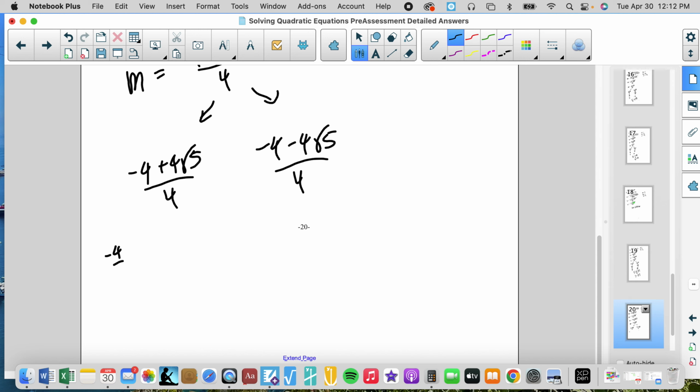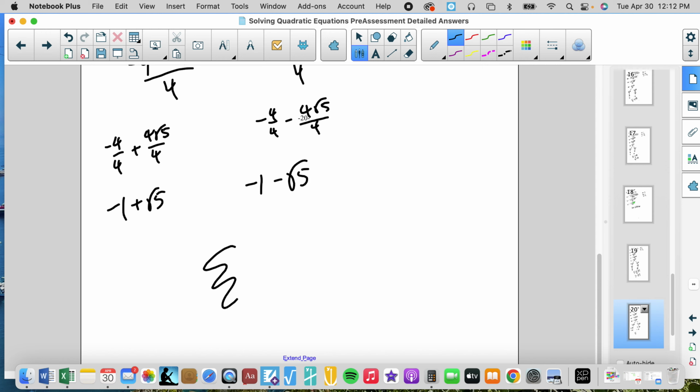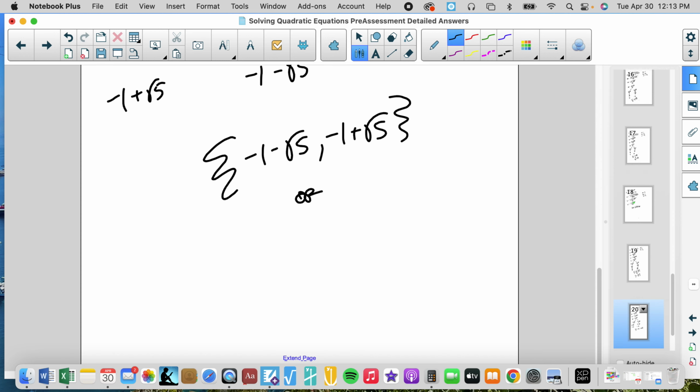You can look at it as negative 4 over 4 plus 4 rad 5 over 4. That becomes negative 1. The 4's cancel. So you get plus rad 5. That's one solution. And then you can make this negative 4 over 4 minus 4 rad 5 over 4. And that makes negative 1 minus rad 5. So those are your two solutions. It's a whole lot easier to just write this: negative 1 plus or minus rad 5 is acceptable.